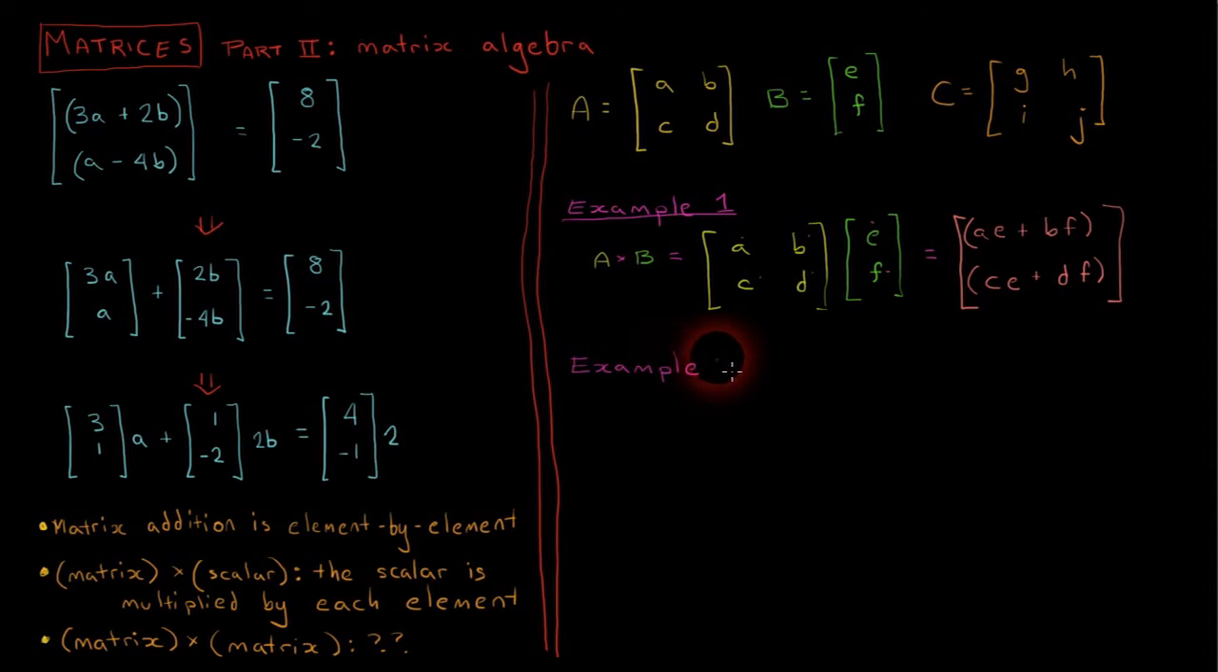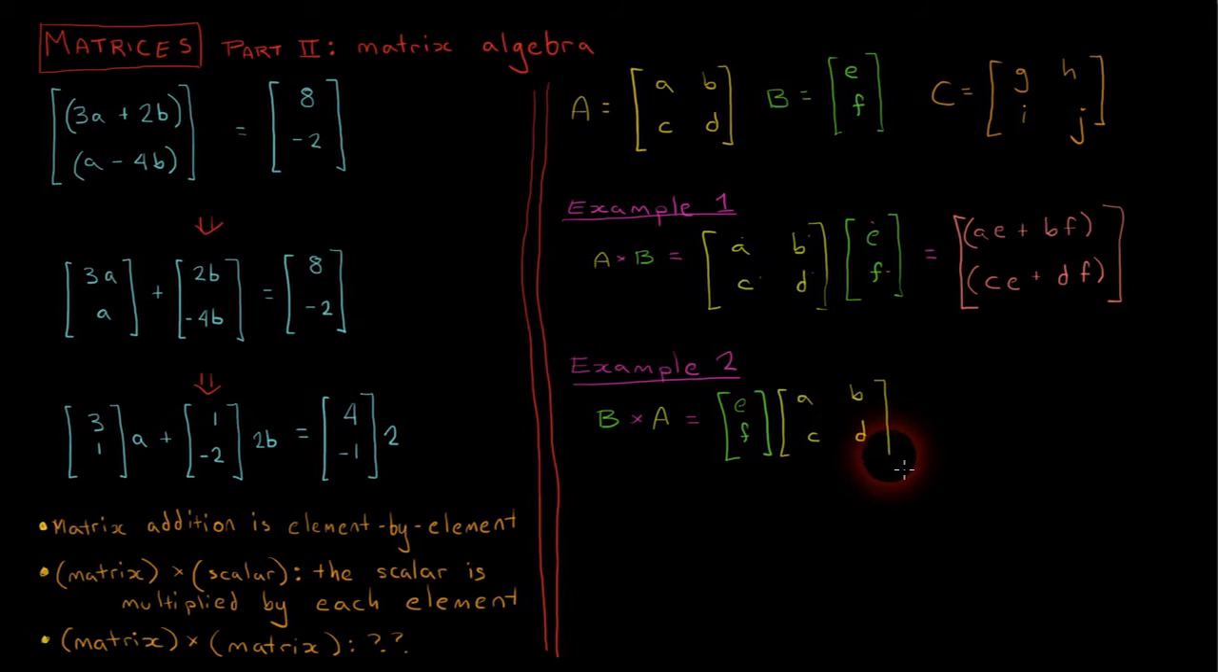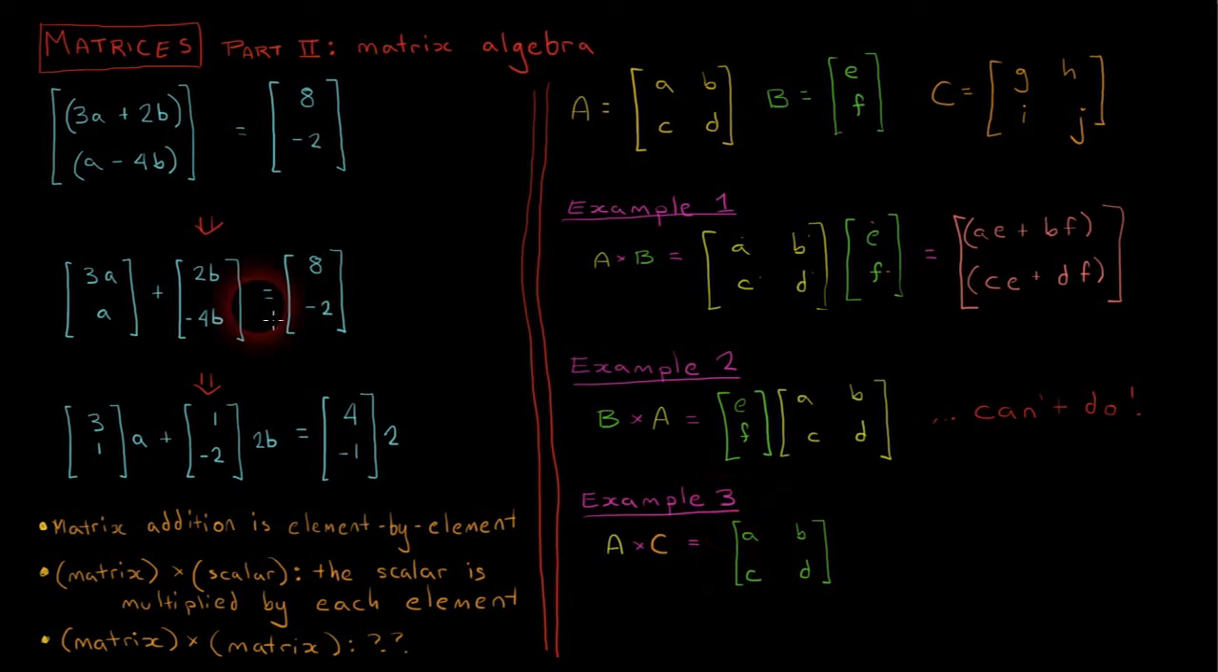Example 2. If possible, multiply B times A. By inspection, the number of columns of the left matrix, which is 1, is not equal to the number of rows of the right matrix, which is 2. So we cannot multiply the matrices. Example 3. If possible, multiply A times C. The number of columns in the left hand is the same as the number of rows on the right hand, so the multiplication is valid.